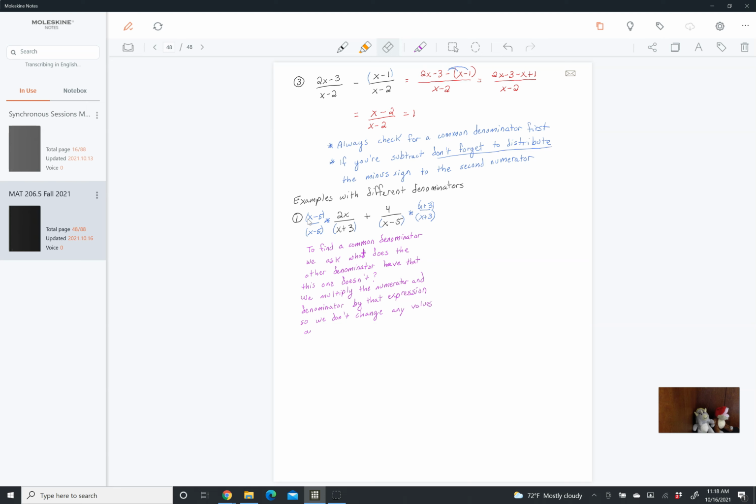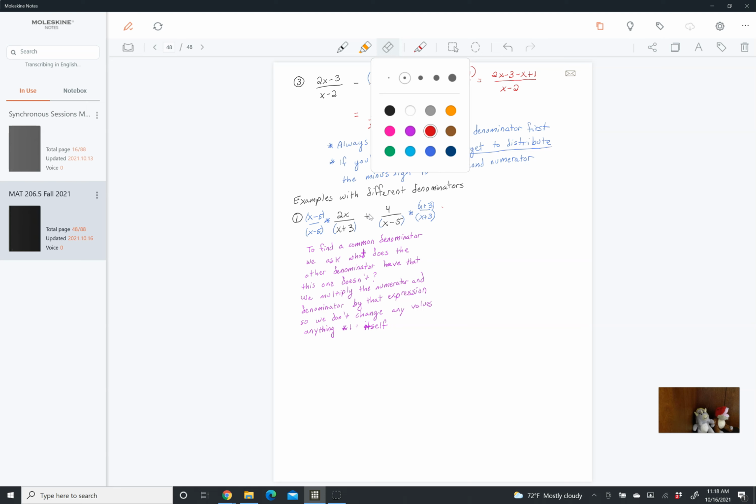In other words, anything times 1 is equal to itself. Okay. So what do we do from here? Well, from here, we're going to distribute. You do not have to multiply out the denominators. In fact, I would strongly encourage you not to. So only multiply the numerators.